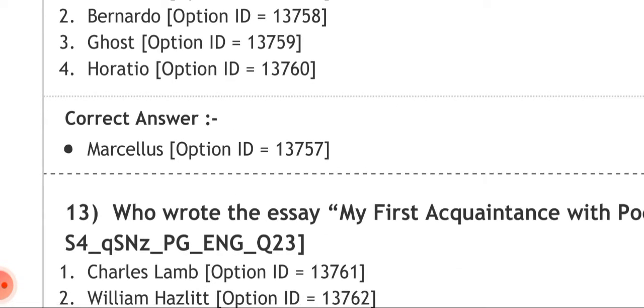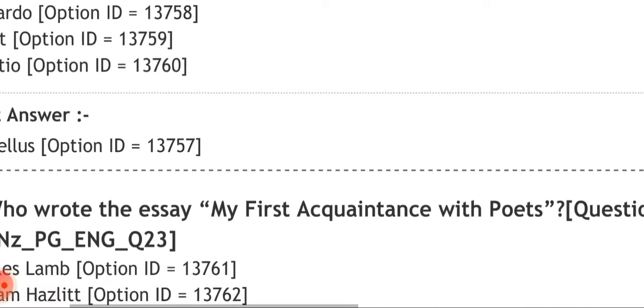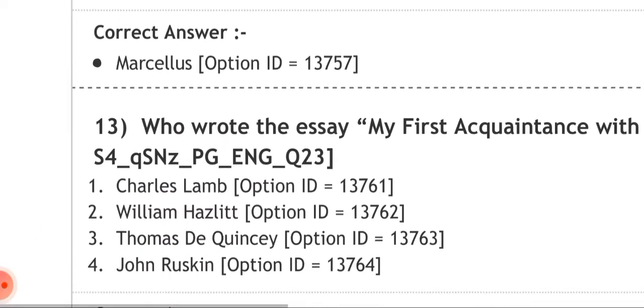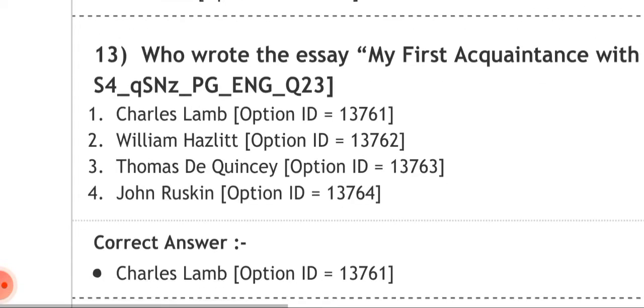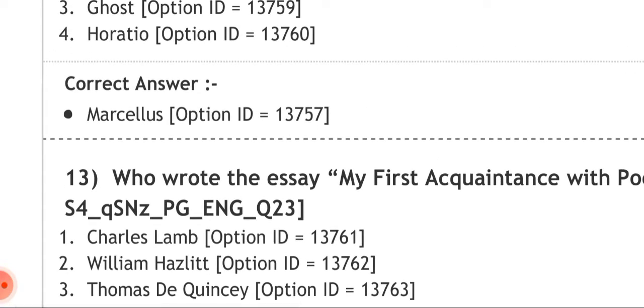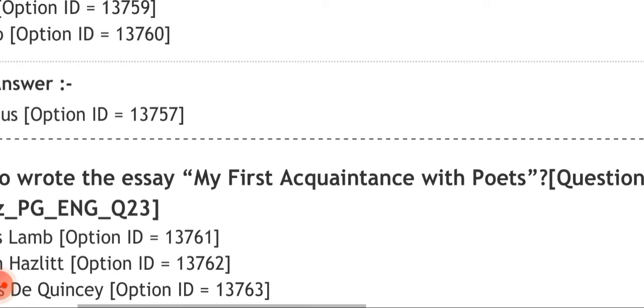Next question. Who wrote the essay My First Acquaintance with Poets? Number one is Charles Lamb, number two is William Hazlitt, number three is Thomas De Quincey, number four is John Ruskin. The correct answer is Charles Lamb, the man of letters who wrote the essay called My First Acquaintance with Poets.